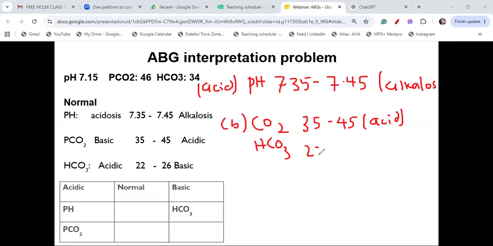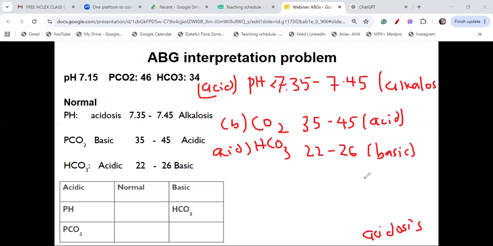Bicarbonates of 22 to 26. This is basic. When I say it's basic, I mean when it's more than that, it's basic. When it's less than that, it is acidic. Now let's start. Our pH is 7.15. Why is it? It is less than 7.35. So it is acidic. Hence the name acidosis. Okay? So up to there, I hope all of us had acidosis. I don't see anyone with alkalosis, so that is good.